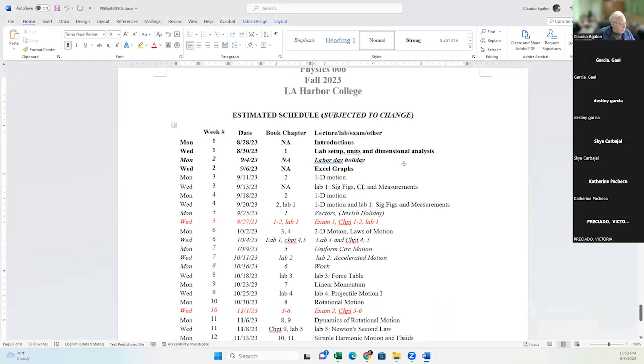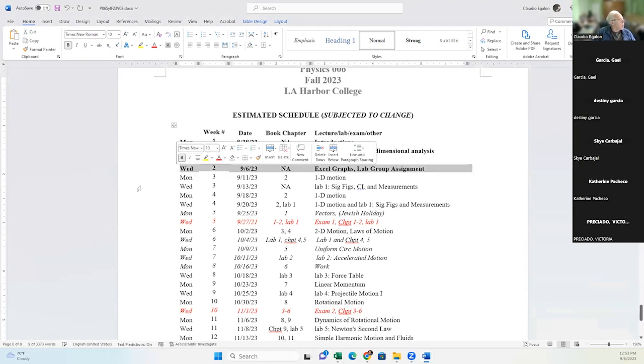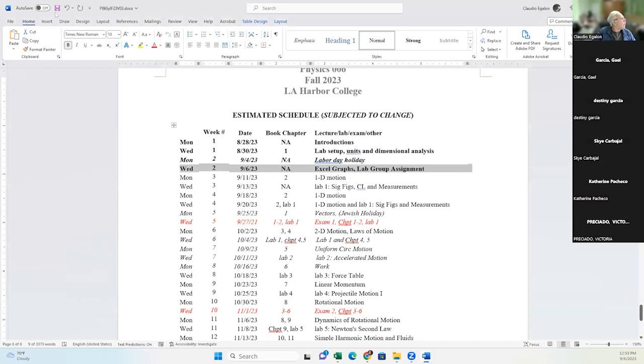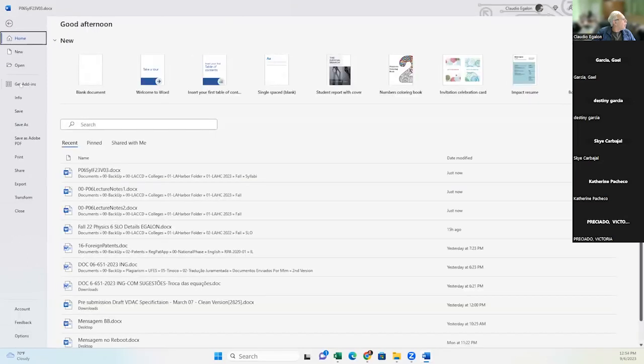And I'm gonna put also as group assignment, right? Group assignment. I'm gonna assign you to lab group assignment. Lab group assignment, right in here. We'll save that as number 4.